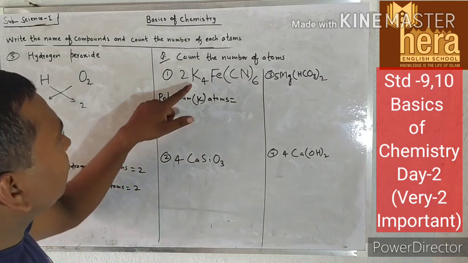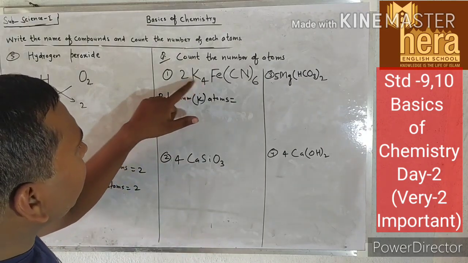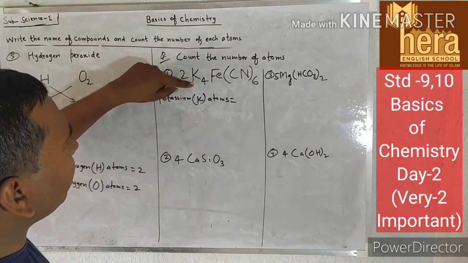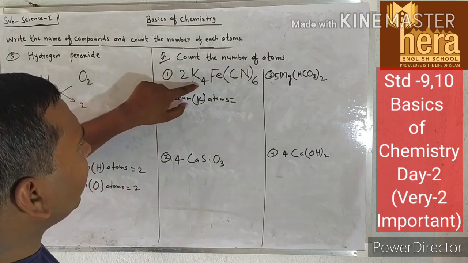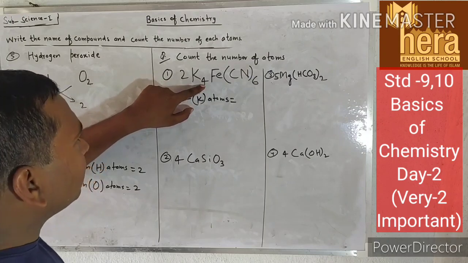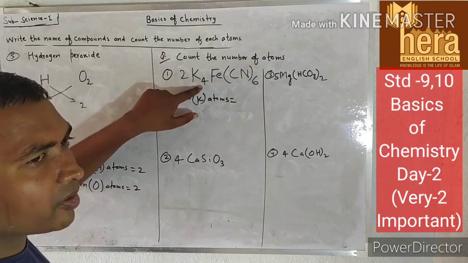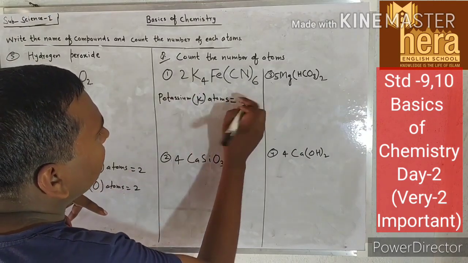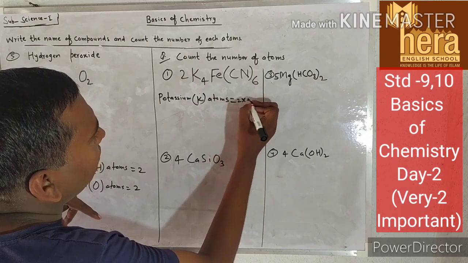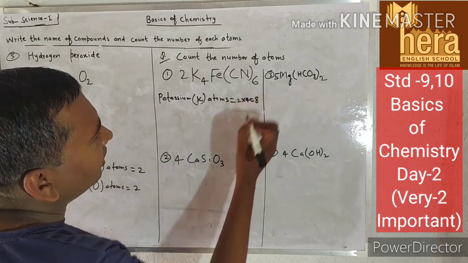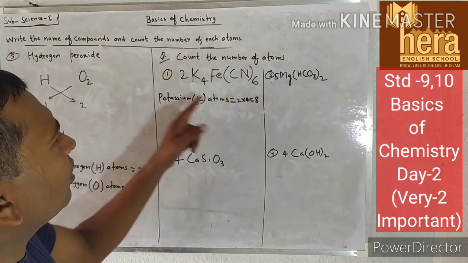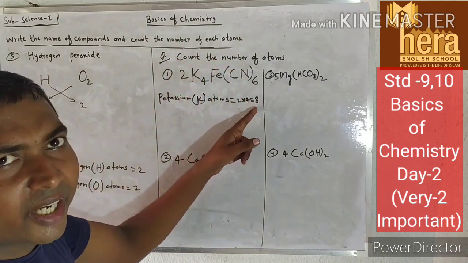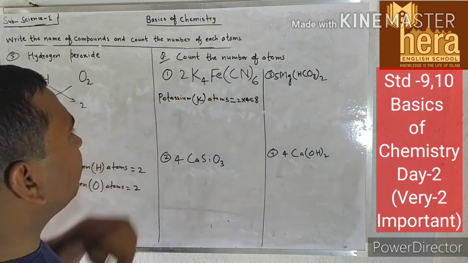Potassium, see, here is 4, here is 2. So potassium atoms will be equal to 2 into 4, always multiplication. Don't add 2 plus 4, that will be equal to 6. No, always multiplication. 2 into 4, that will be equal to 8. In these molecules, in these compounds, potassium atoms is equal to how much? 8 atoms. Okay.